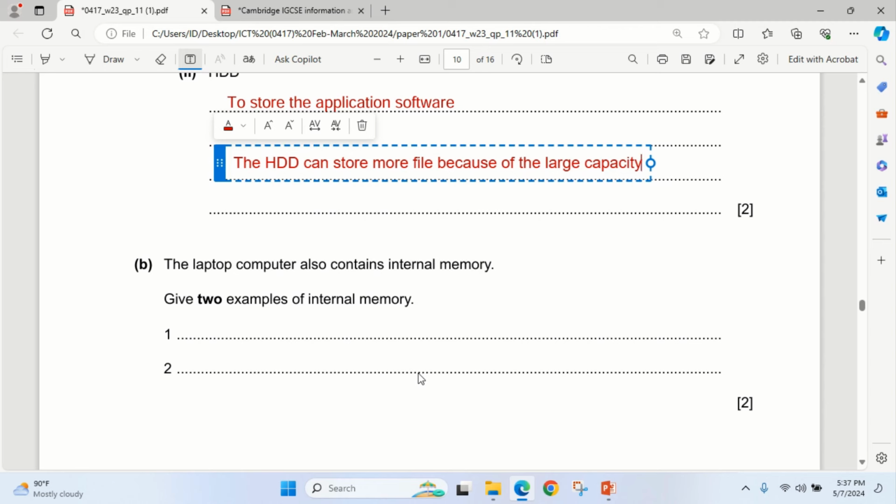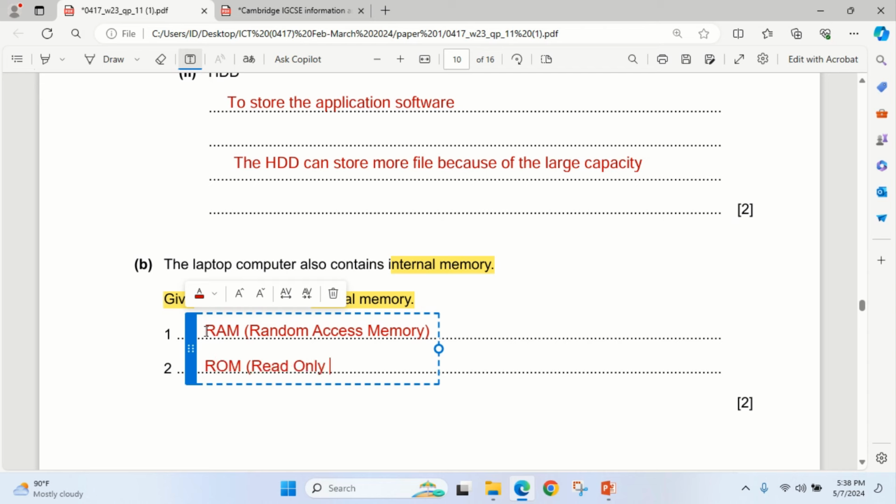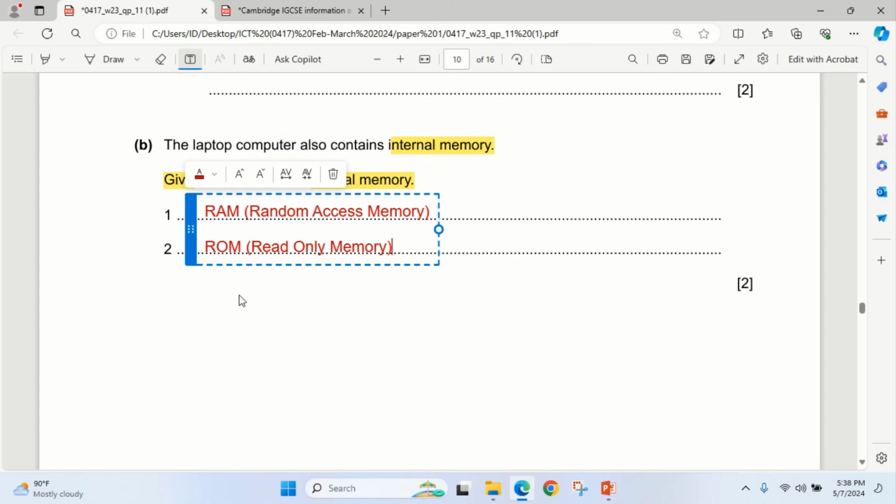Then let's go to question 9b. Question 9b says that the laptop computer also contains internal memory. Give 2 examples of internal memory. Just state it. So you can say the internal memory are RAM, or if you prefer you can write it in full, random access memory, and ROM, read only memory. All right, this is question 9b. Now let's go to question 10.